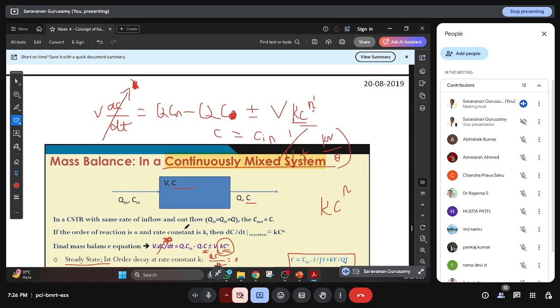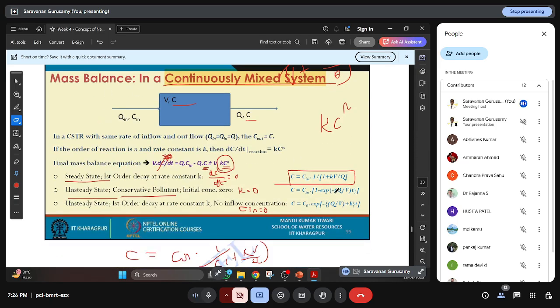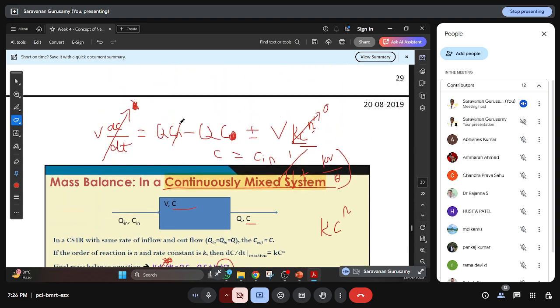But if it is a conservative pollutant, there is no reaction happening. So for conservative, K will be 0. So Q in C in minus QC out, this side will have a value. So the equation will become like this. If it is unsteady, first order, and no inflow concentration, C in will be 0, no inflow.